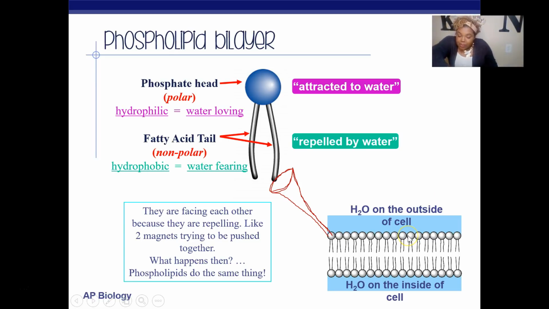So when we look right here at this picture of the plasma membrane, the tails are facing each other. Why? Because there is water on both sides of the cell membrane. Water on the outside, water on the inside. So, of course, because it's afraid of it, it's not going to want to touch it. It's almost like taking two magnets and trying to put them together. Are they going to come together? No, because they repel each other. The tails repel water. That's why the layer faces each other.